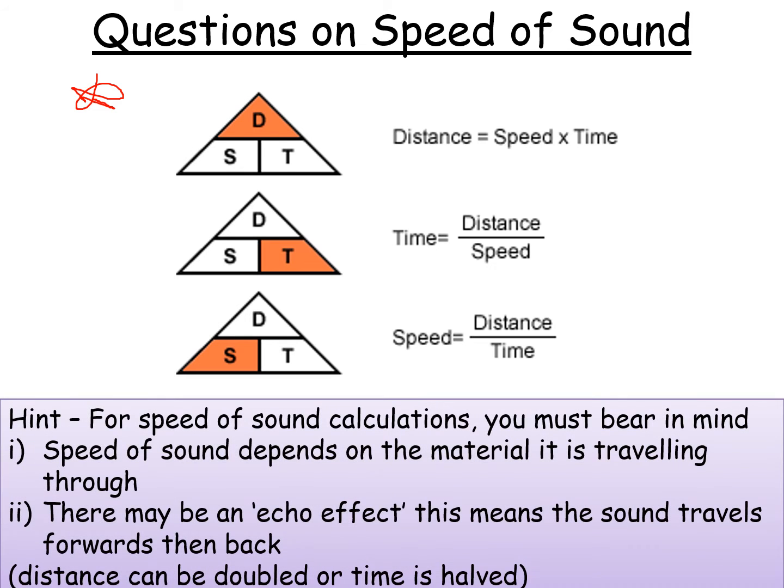And there's a wee bit extra when we're doing speed of sound. So for speed of sound calculations, you must bear the following. Speed of sound depends on the material it's traveling through. There may be an echo effect. This means that the sound travels forwards, then backwards. So distance can be doubled or time is halved. So I would like you to write down these hints because we're going to be using these in the next couple of examples, and it's handy to have these in front of you to remind you how these work.